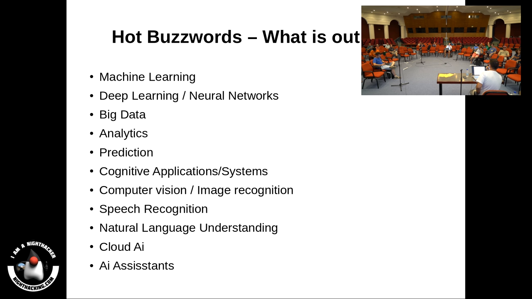Another hot topic is prediction. You are trying to predict some events, either in finance, on the market, user behavior, and so on. Another buzzword is that all these systems are called cognitive applications or cognitive systems. The best example is IBM Watson. One of the very popular latest developments is computer vision and image recognition applications. Also, we see speech recognition, which is mainly used for analyzing, for example, support services.